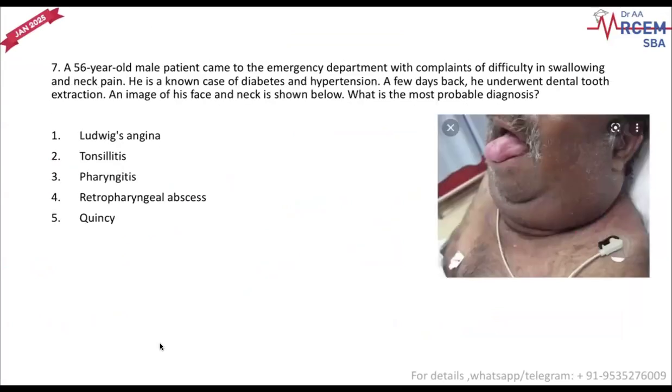A 56 years old male came to the emergency department with difficulty in swallowing and neck pain. He is a known case of diabetes and hypertension. Underwent tooth extraction. Whenever there is a tooth problem, I am always suspecting Ludwig's angina.